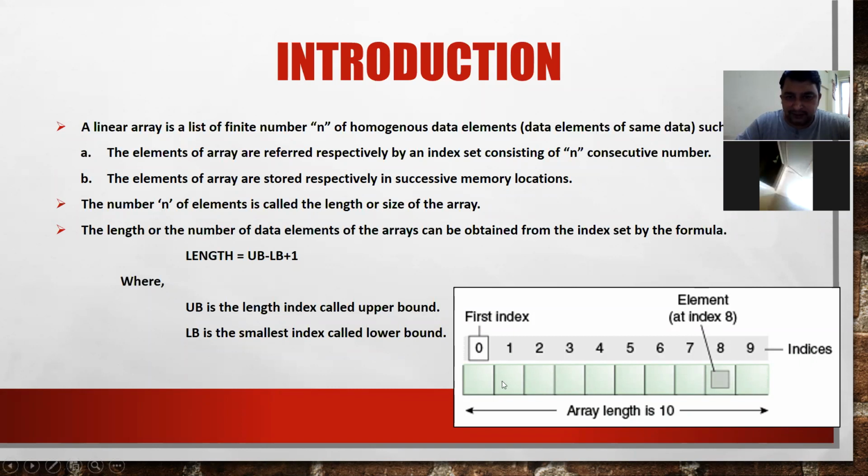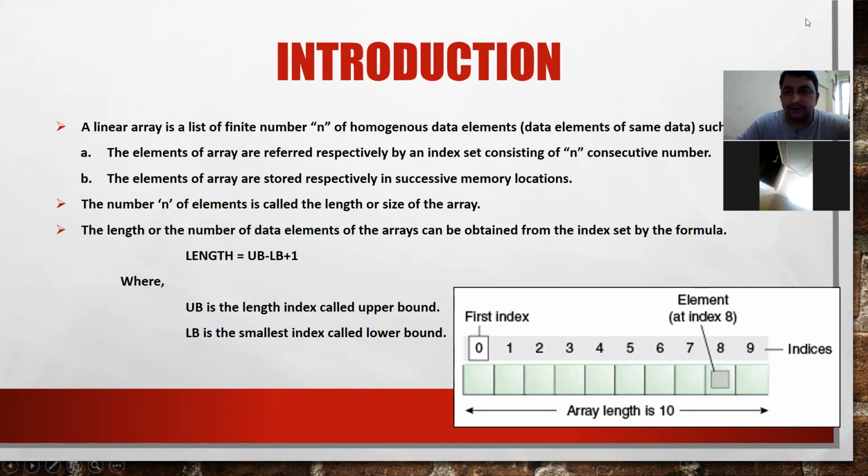That is why here we had given, right? It starts from the 0th index until the n minus 1 index. If this is the case, then how to find out the length of the array? So the length of the array is nothing but upper bound minus lower bound plus 1.